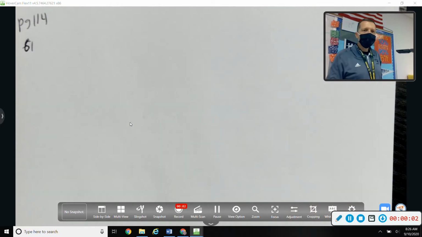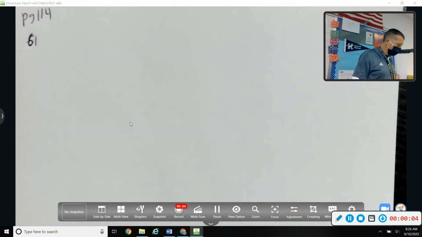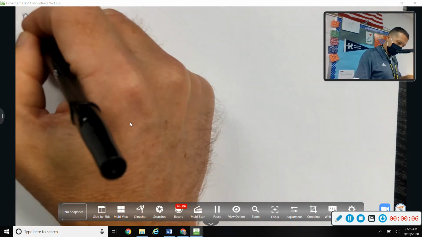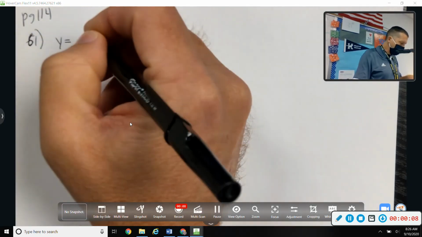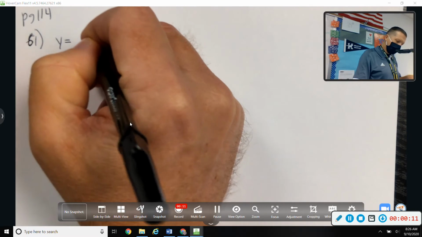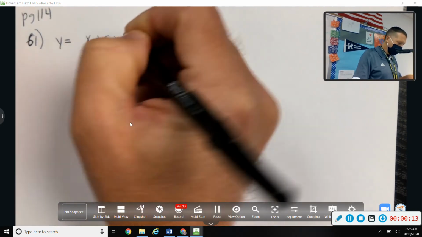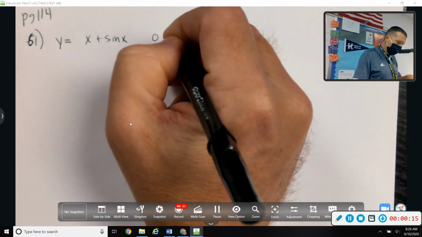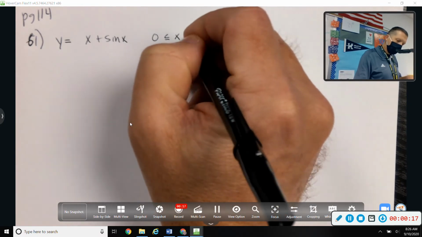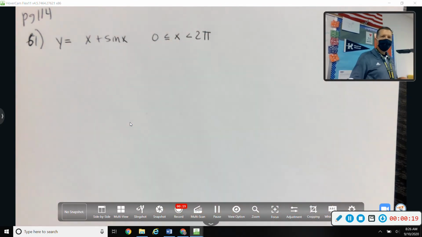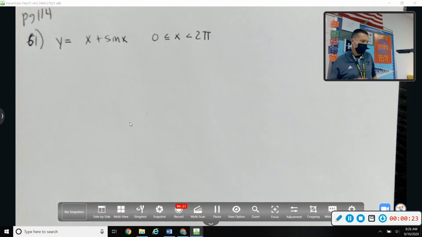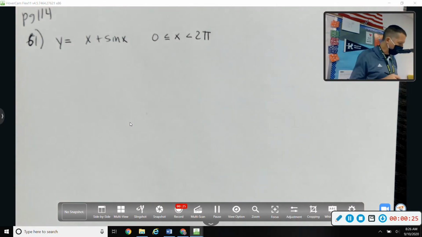All right, so page 114, number 61 from last night, or yesterday's assignment. y equals x plus sine x, and something about x being between 0 and 2 pi. So that's one trip around the unit circle. We'll see why they put that on there in a minute. Maybe the directions would be helpful.